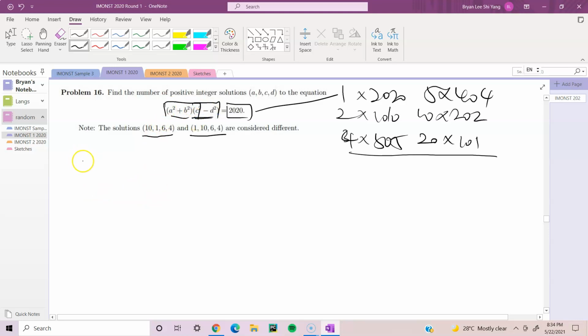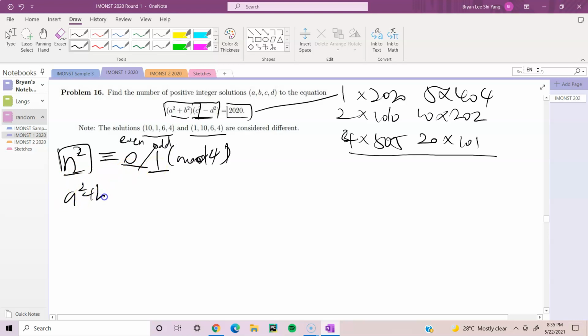As I've said somewhere before in past videos, any n squared, so any integer squared, will be congruent to either 0 or 1 mod 4. 0 means that this number itself is a multiple of 4, so this is for even n. And 1 means that it is a multiple of 4 plus 1. This is for odd n, okay? So for a squared plus b squared, the possibilities will be 0 plus 0, 0 plus 1, 1 plus 0, 1 plus 1, mod 4.